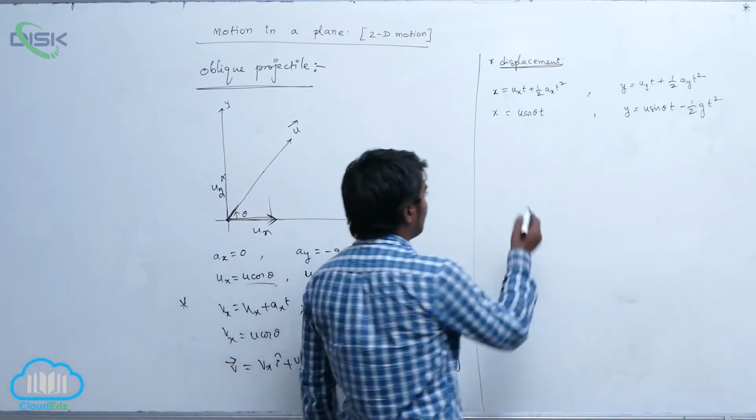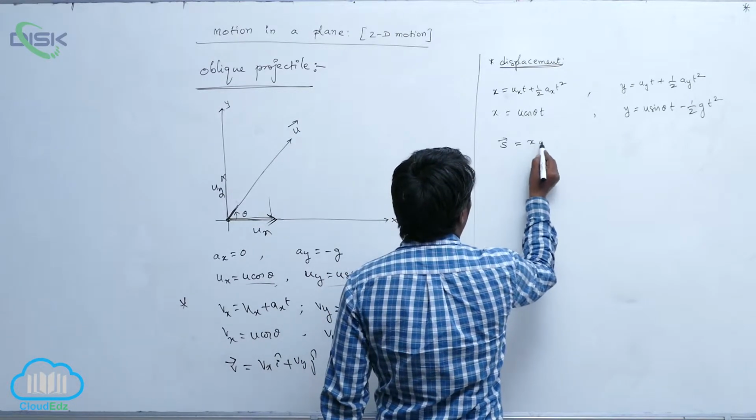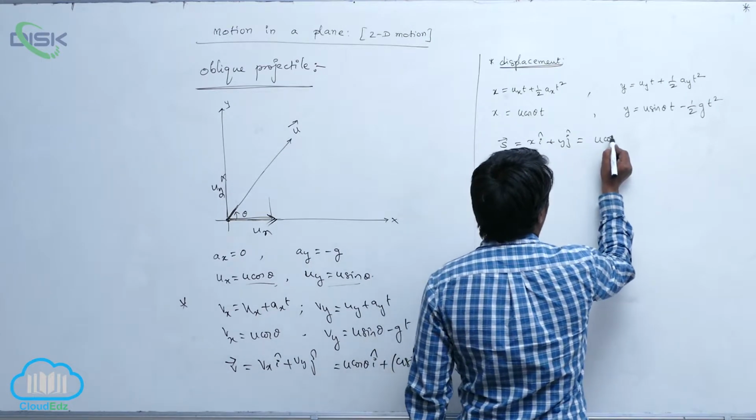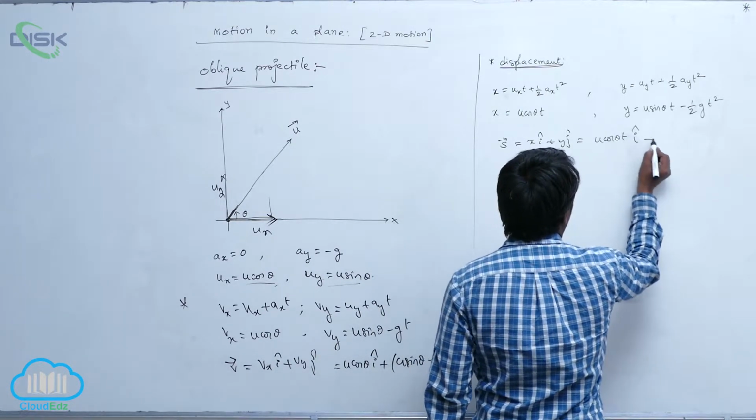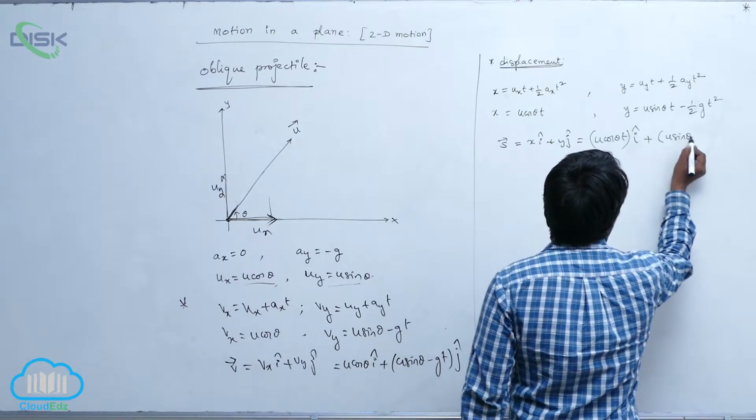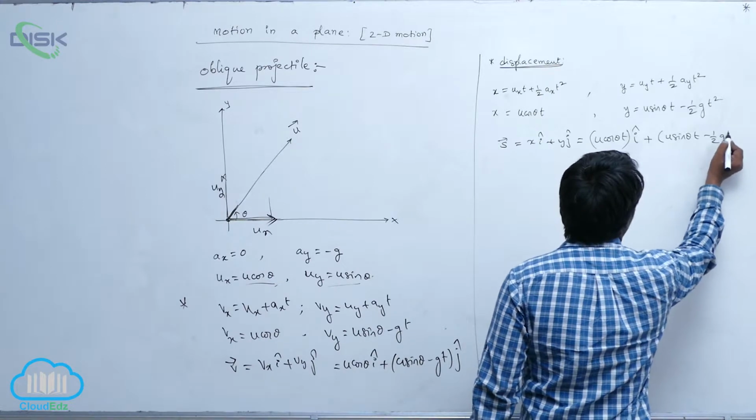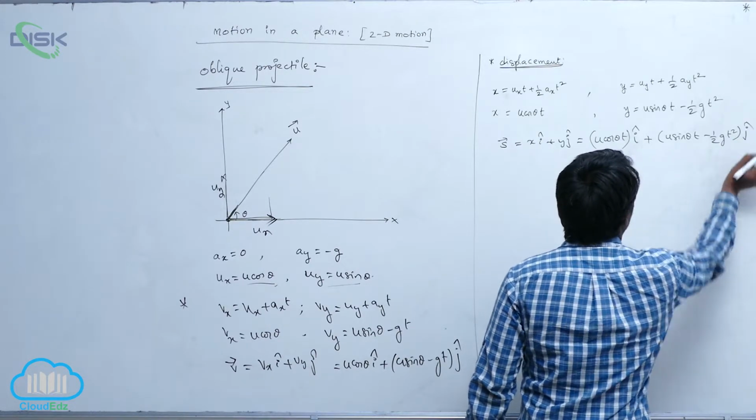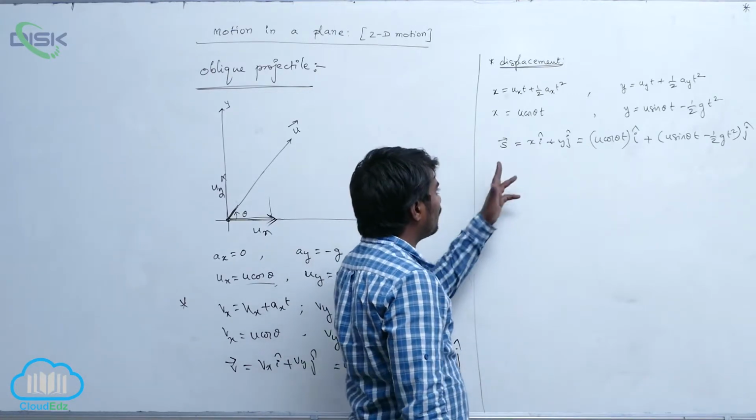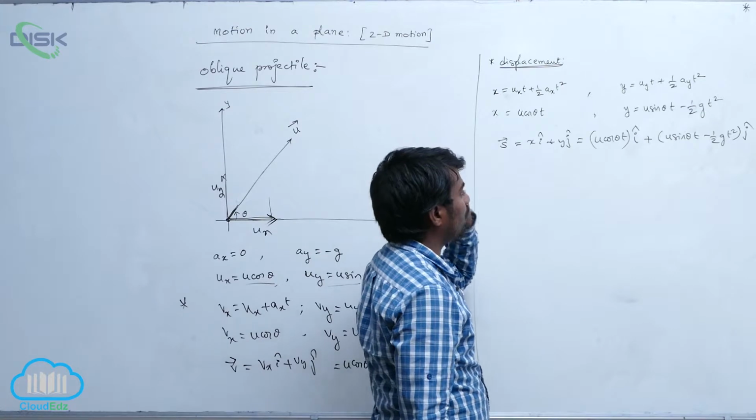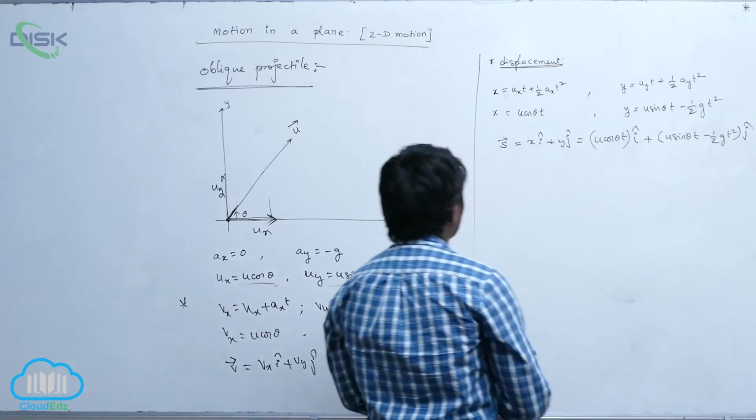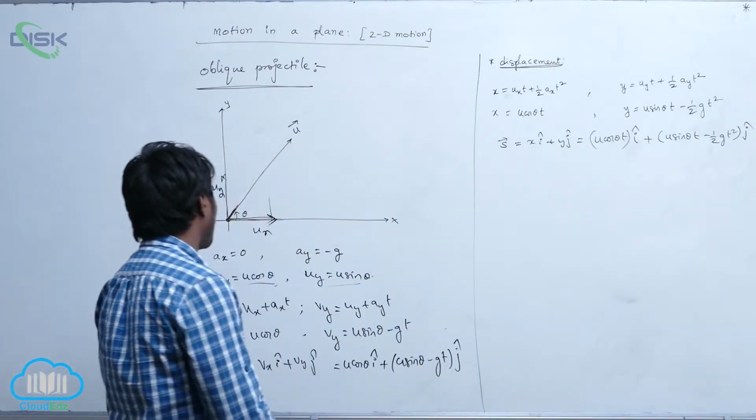Now what is the displacement? S bar is equal to x i cap plus y j cap. x is u cos theta t i cap plus y is (u sin theta t minus half g t square) j cap. Suppose asked for the magnitude of displacement, under root of x square plus y square, or under root of x component square plus y component square. This is the displacement.